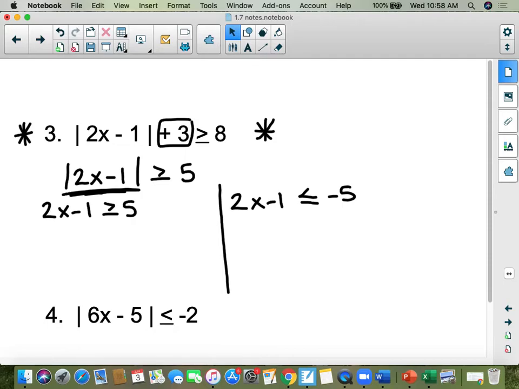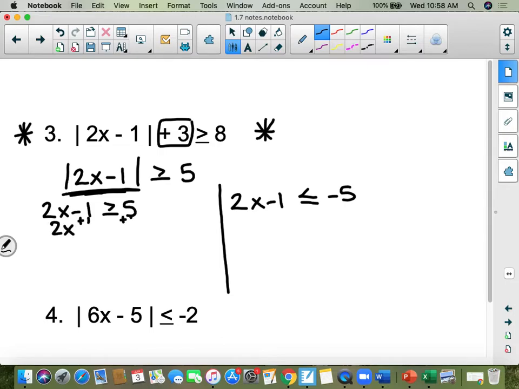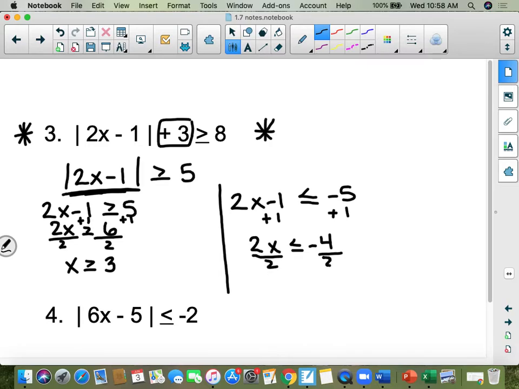Now we're going to solve for x. 2x, you're going to add 1, you're going to add 1, is going to be greater than or equal to 6. Divide by 2, x is greater than or equal to 3. On this one, you're going to add 1, you're going to add 1, 2x is less than or equal to a negative 4, divide by 2, divide by 2, x is less than or equal to a negative 2. I do not change the sign. I divided by a positive number, not a negative number.